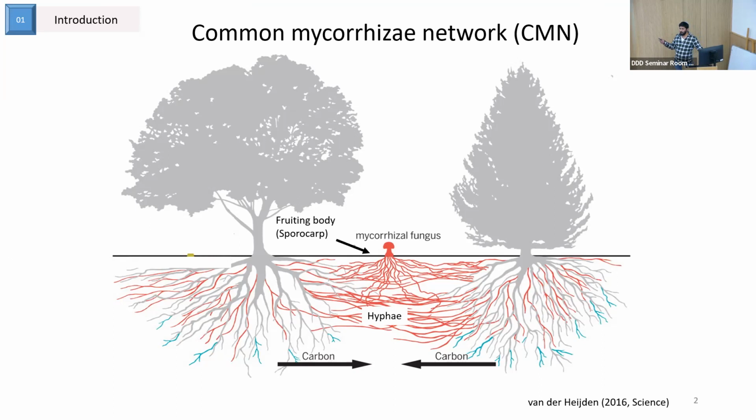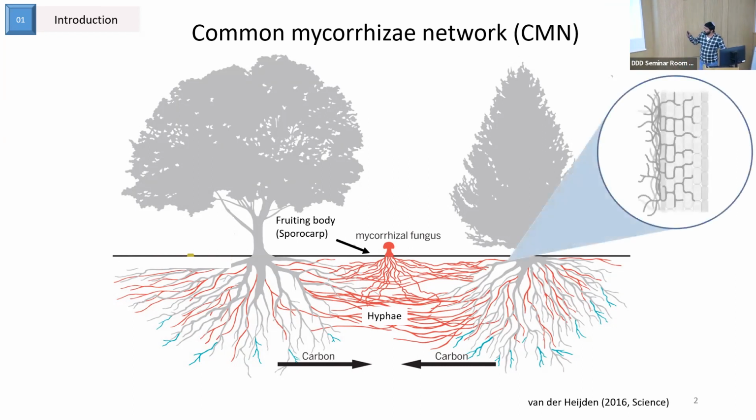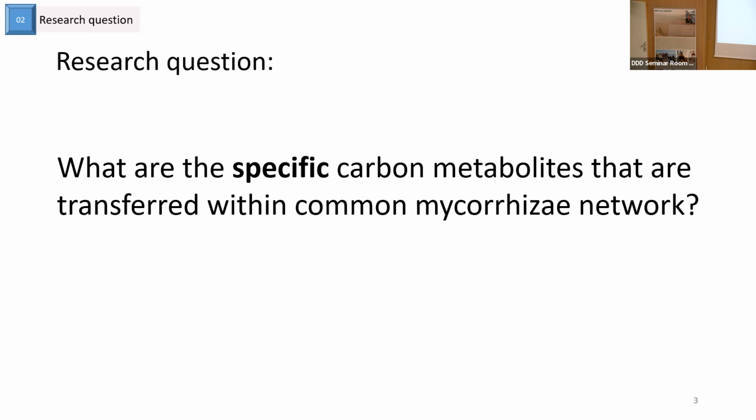Now, as you know, carbon is part of any organic compound that there is. So in my project, we wanted to find out in what form this carbon is transferred. What are the specific metabolites that are transferred? Here you see an illustration of how this hyphae is going through the roots of the trees. So as I said, we're trying to locate the specific compounds or carbon metabolites that are transferred.